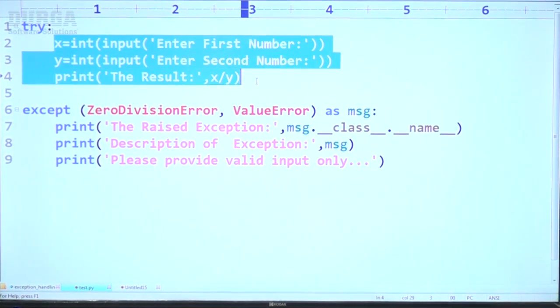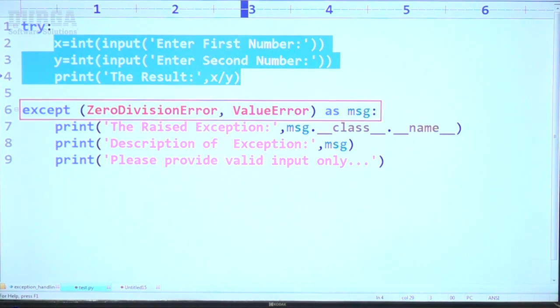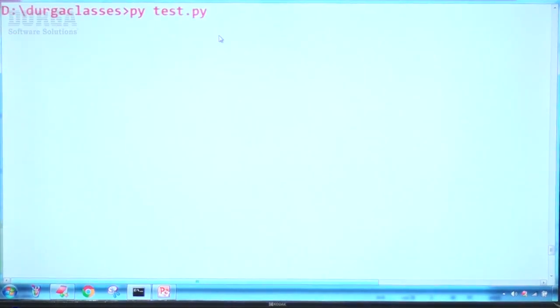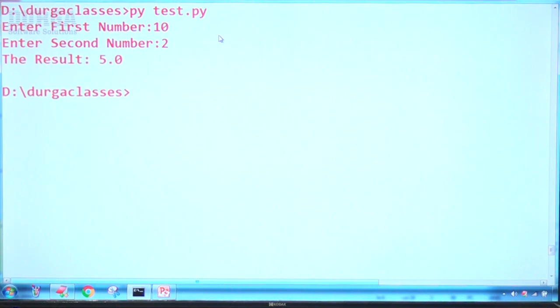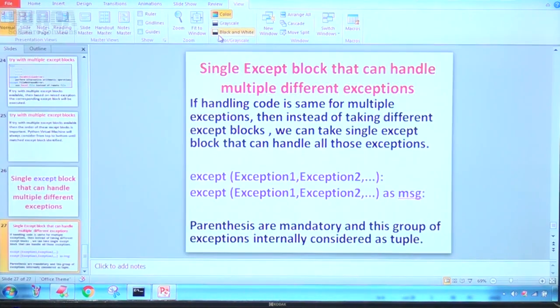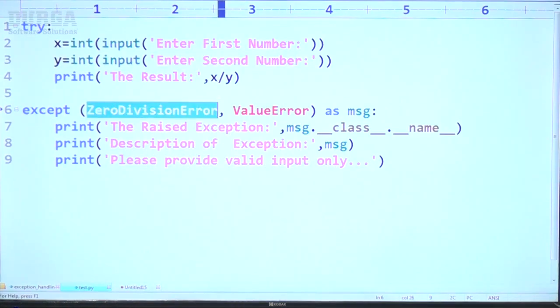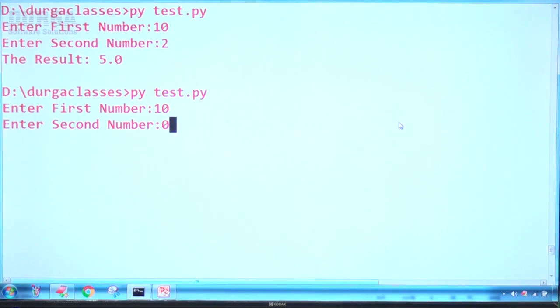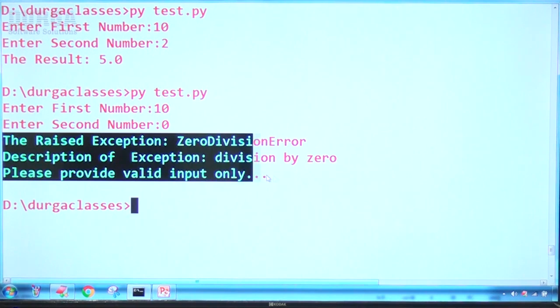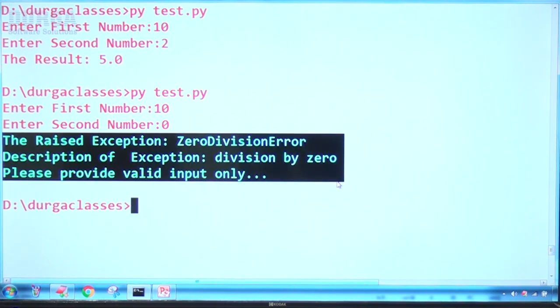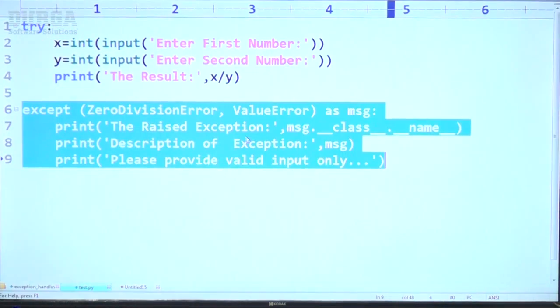Observe very carefully. Here is enter first number, enter second number. Now have a look at this new syntax: the raised exception name, the description of the exception, and "Please provide valid input only." Here, enter first number 10, enter second number 2, no exception, the result is 5.0. Next, enter 10 and 0. Now ZeroDivisionError will come, and this except block is responsible to handle it. The raised exception is ZeroDivisionError, the description is division by zero, please provide valid input only.